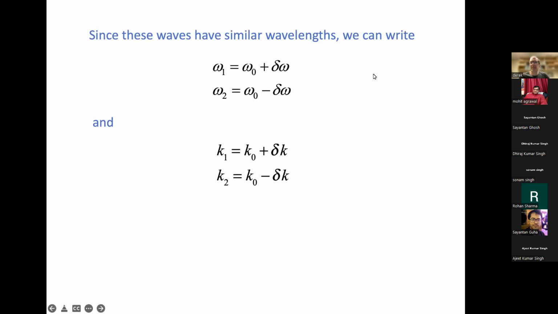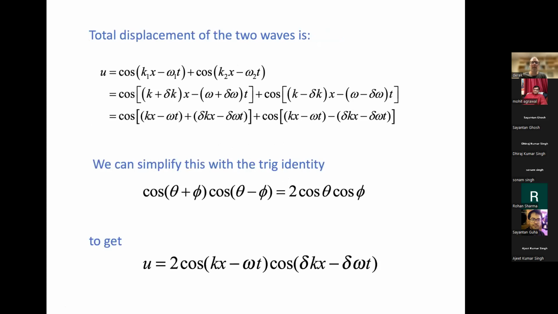Since these waves have similar wavelengths, we can rewrite omega sub 1 as omega sub 0 plus d omega, and omega sub 2 as omega sub 0 minus d omega. And the same thing we can do with the k terms. So the total displacement of the 2 waves is just gotten by adding up the 2 waves. And so we have cosine of k sub 1 x minus omega sub 1 t plus cosine of k sub 2 x minus omega sub 2 t.